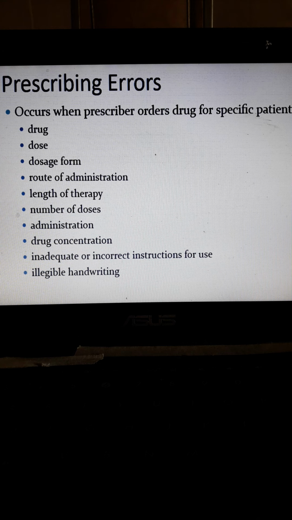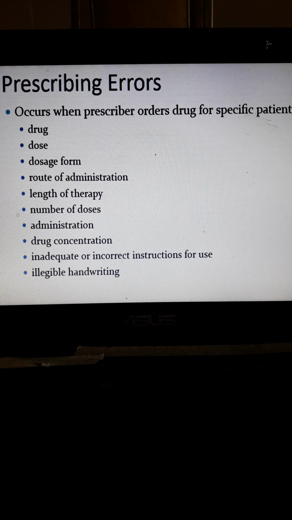Example: length of therapy, how long the therapy is, the number of days. Number of doses. So how much is the number of doses? It's 300 milligram, 400 milligram. Administration refers to the route of administration also. The time, drug concentrations. So drug concentrations refers to the pharmacokinetic parameters, or the pharmacokinetic aspect of drug administration.